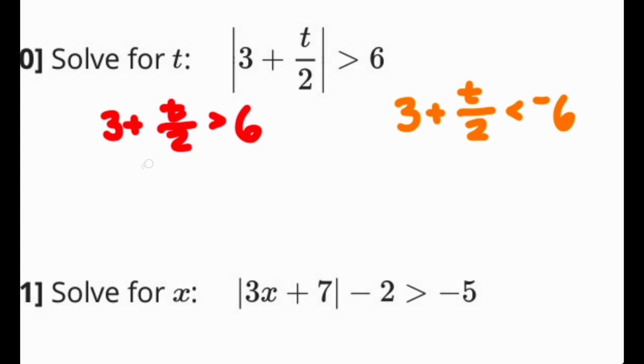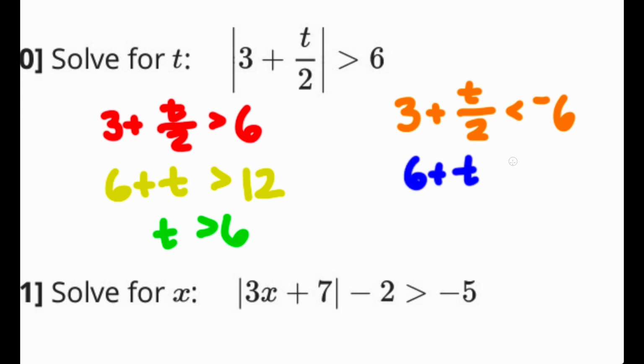We're going to multiply everything, just to get rid of the fractions. Well, I guess I don't need to multiply everything by 2, but just for fun, let's do it. I'm going to multiply that by 2, that by 2, and that by 2. Subtract both sides by 6, and you get t is greater than 6. Do the same thing on the other one, multiply everything by 2, you get 6 plus t is less than -12. Subtract 6 on both sides, and you get t is less than -18.